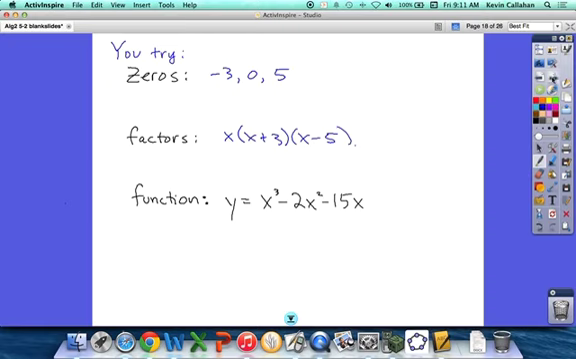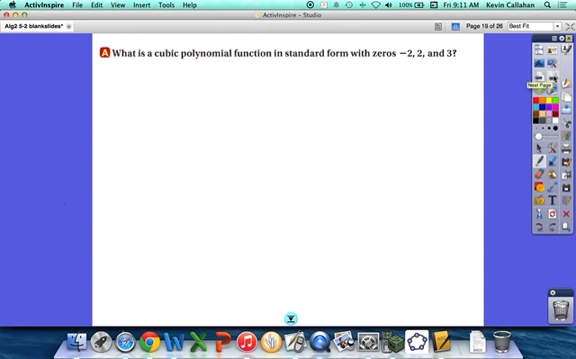Okay, what's next? I hardly remember. Okay, what is the cubic polynomial function in standard form with the zeros, negative 2, 2, and 3? Okay. So we've already been doing this, right? We've been taking zeros and writing the factored form of the function. Now we got to write the standard form.